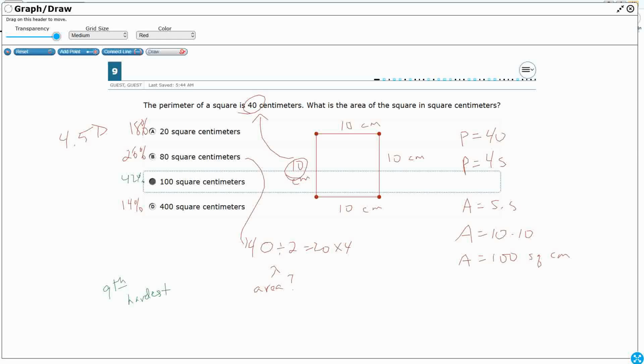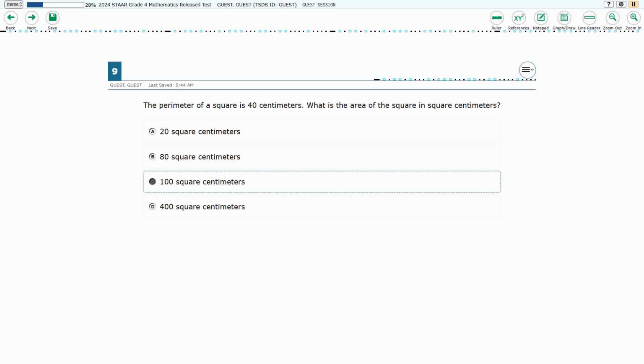So this is a fairly difficult problem because they don't give you a visual. You have to derive the side length from the perimeter in order to find the area. So seeing how those two connect can sometimes be a challenge for our students.